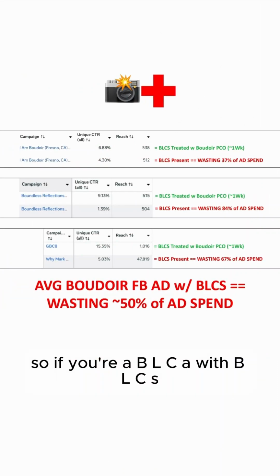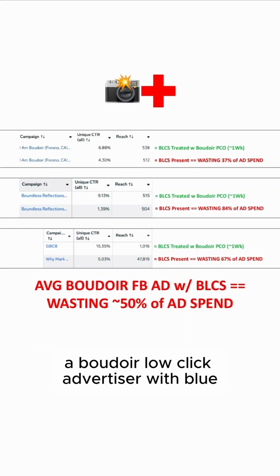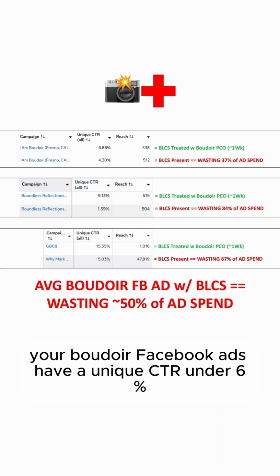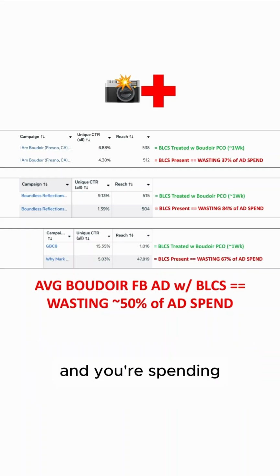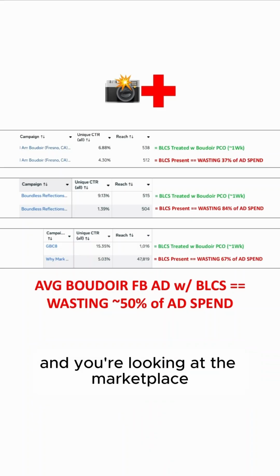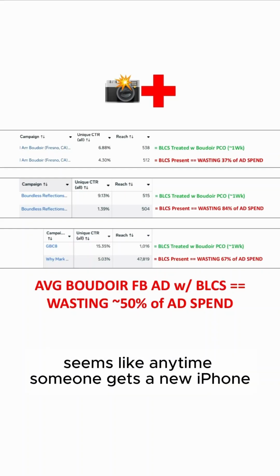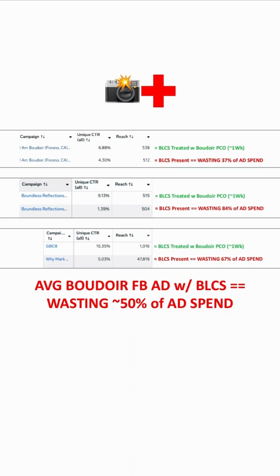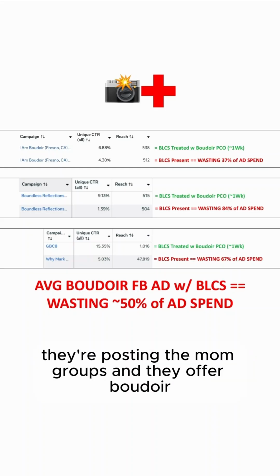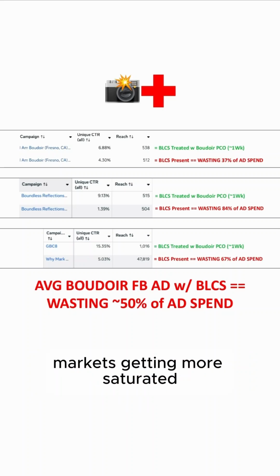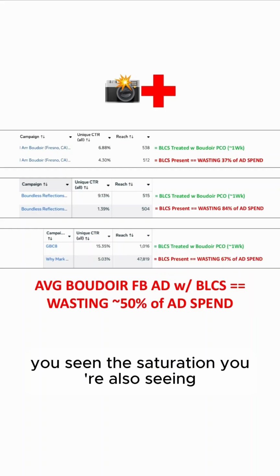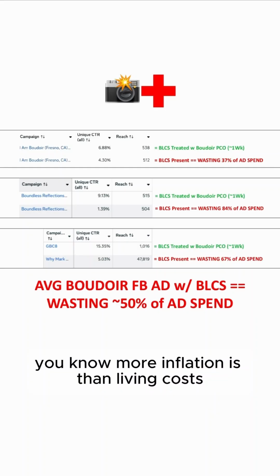So if you're a BLCA with BLCS, a Boudoir low click advertiser with Boudoir low click syndrome, your Boudoir Facebook ads have a unique CTRL under 6%, and you're spending more than 10 grand a month on Boudoir Facebook ads, and you're looking at the marketplace and it gets more and more saturated. Seems like anytime someone gets a new iPhone, they're throwing up a Google My Business profile saying they offer Boudoir. Or anytime someone gets a new camera, they're posting in the mom group saying they offer Boudoir. So, market's getting more saturated, more sellers for the same number of buyers. They're becoming more competitive. You're seeing the saturation, you're also seeing more inflation and living costs.